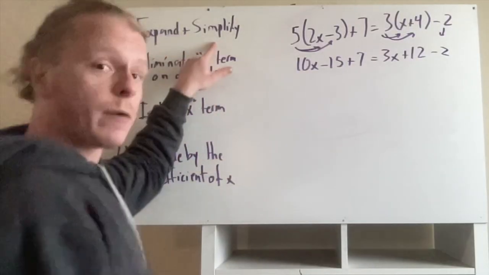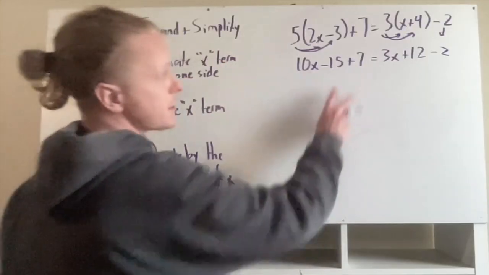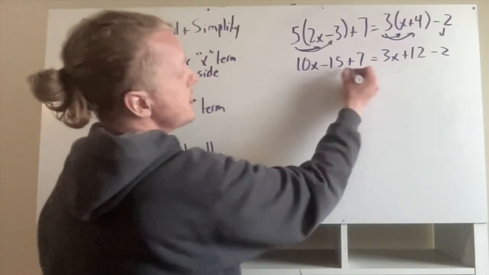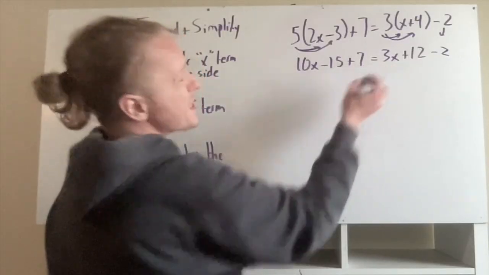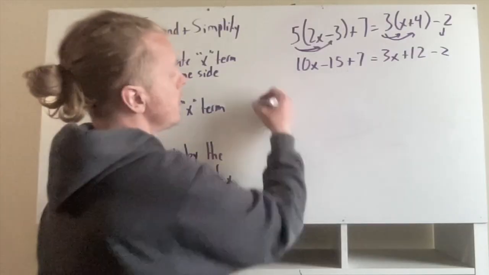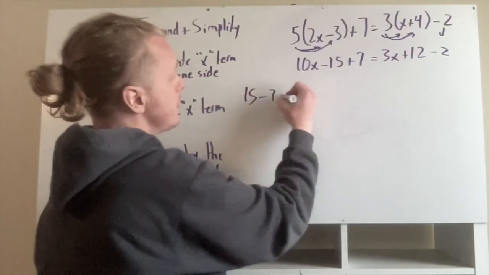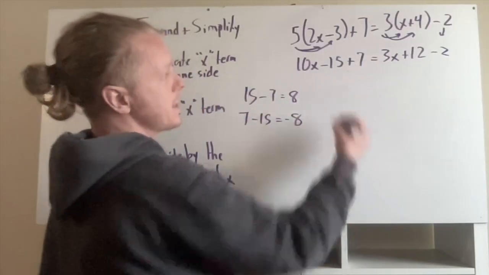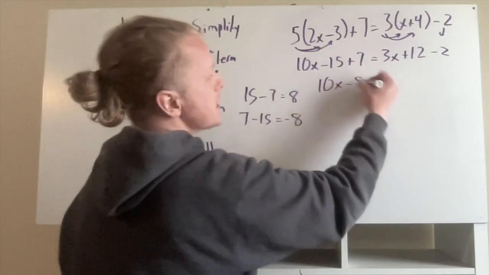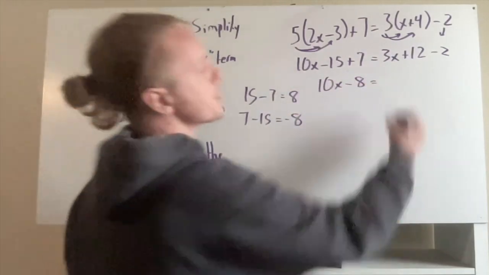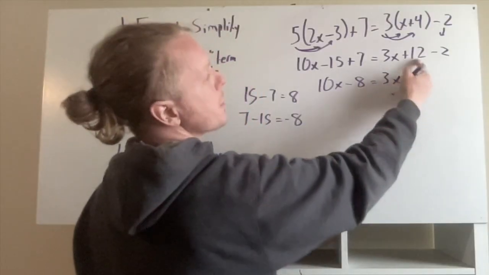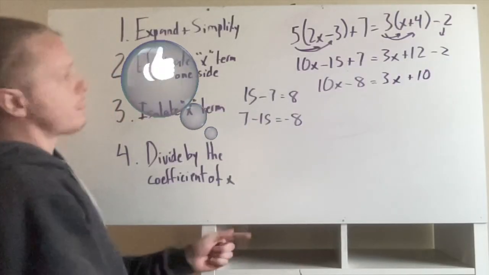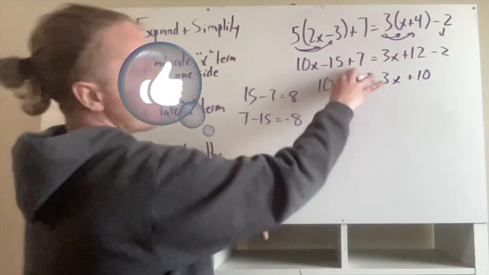So we just expanded. Is there any simplifying that we need to do? Do we have any like terms? Yes, here and here. So negative 15 plus 7, well, that's still going to be negative. 15 minus 7 is 8. This is kind of like 7 minus 15, so that would be negative 8. So 10x minus 8 equals 3x, and then plus 12 minus 2 plus 10. 12 minus 2 is 10. Okay, so first we expanded, and then we had to do some simplifying.